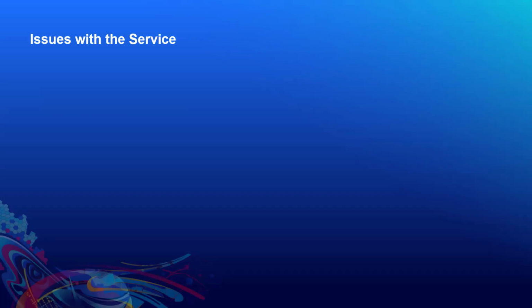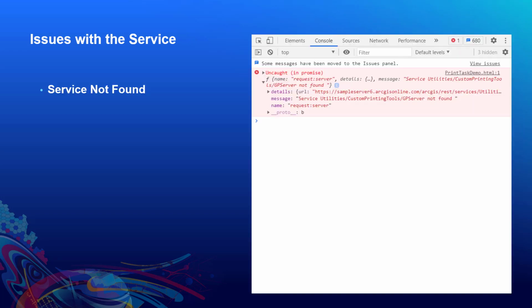Issues with the service. When using tasks, you can often encounter issues accessing the service the task is attempting to use. There are a number of different service issues that can lead to these results. Service not found. The service not found error is typically due to an invalid URL. It can also be returned if the service is not accessible to the network the client is on. For example, when an ArcGIS server is not accessible to the internet.